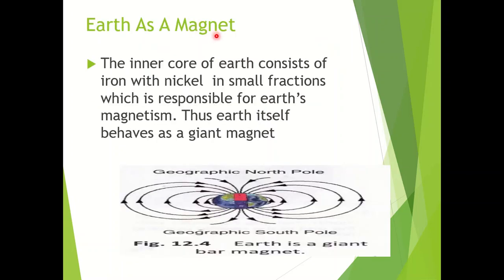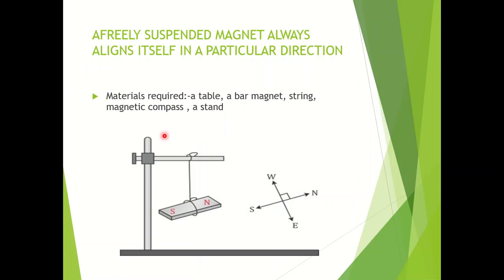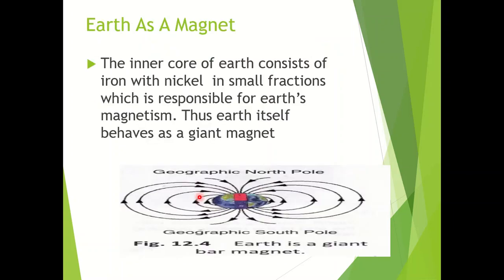Earth as a magnet. From this activity, it is clear that a freely suspended magnet always comes to the north-south direction. It means this bar magnet is under the influence of another giant magnet. So that giant magnet is nothing but the earth itself.